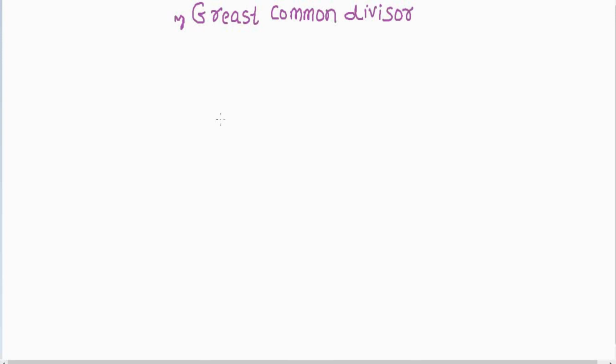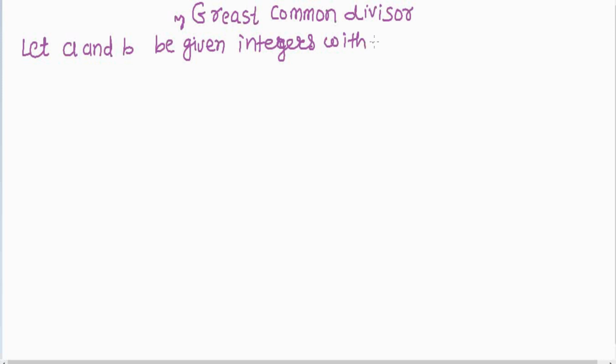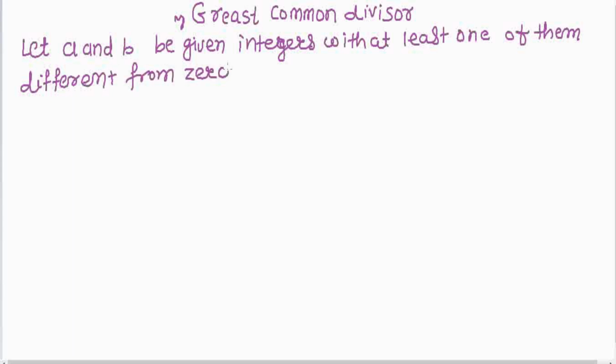The definition is like this. Suppose we have two integers, let a and b be given integers with at least one of them different from zero.